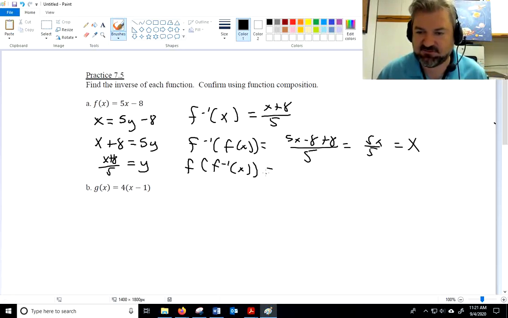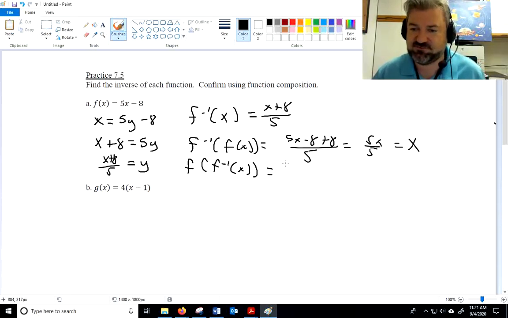All right, let's try f of f inverse of x now. We got to try both ways. We will see later on that there'll be times where they work one way and not the other, and you don't have a true inverse.